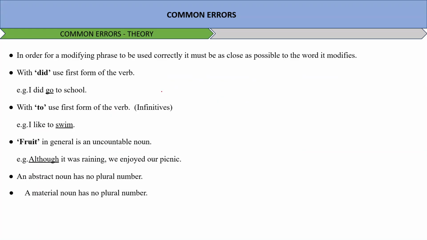In order for a modifying phrase to be used correctly, it must be as close as possible to the word it modifies. With did, use the first form of the verb. I did go to school. With to, use the first form of the verb. I like to swim. Fruit in general is an uncountable noun. So, although it was raining, we enjoyed our picnic. An abstract noun has no plural verb. A material noun has no plural number.